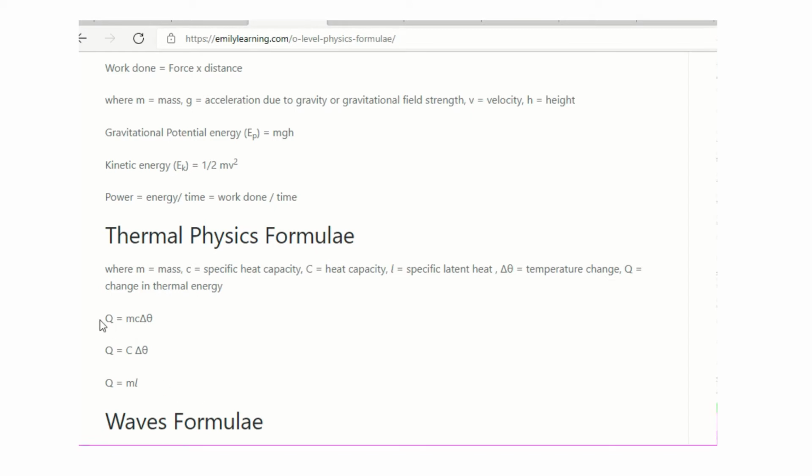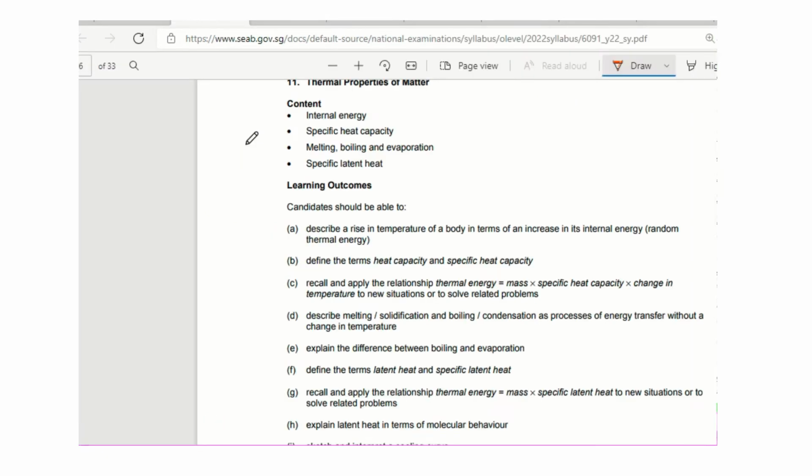All right. So this is the formula. Q equals to mc delta theta. So change in thermal energy equals to mass times specific heat capacity times delta theta, which is the change in temperature. Okay, so you need to know this formula and you also need to be able to apply it.